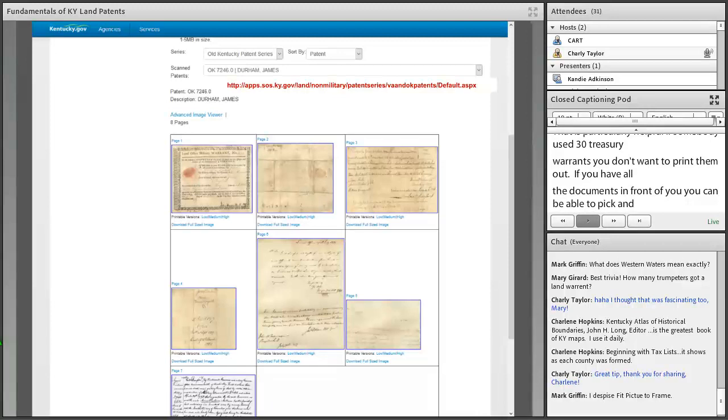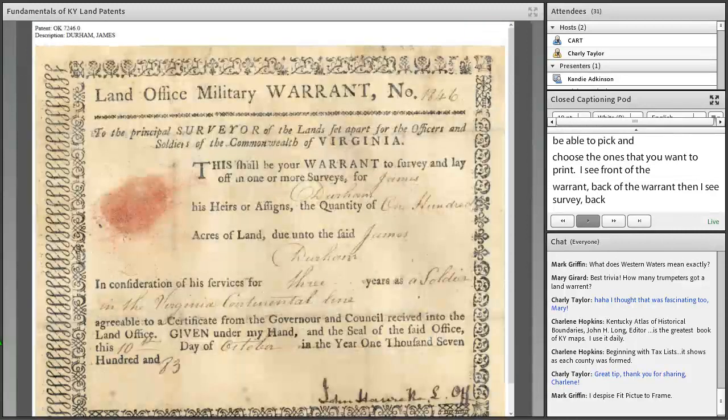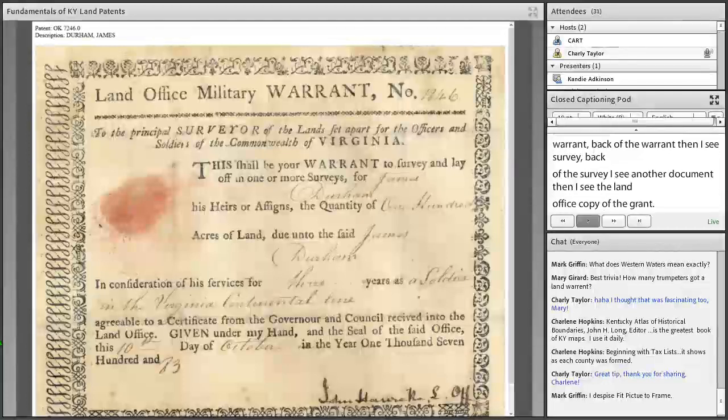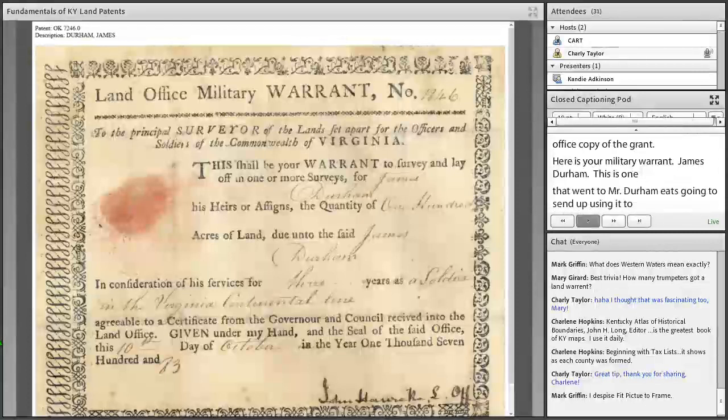So I see the front of the warrant, the back of the warrant, and then I see the survey, the back of the survey, then I see another document, and then I see the land office copy of the grant. Here's your military warrant, James Durham. This is the one that went to Mr. Durham, and he's going to end up using it to file an entry with the county surveyor for the military district. But the other document is from the warrants register. As we said earlier, when you see the asterisk beside a patent number, that is the document that we're talking about, the veteran's warrant, is available.